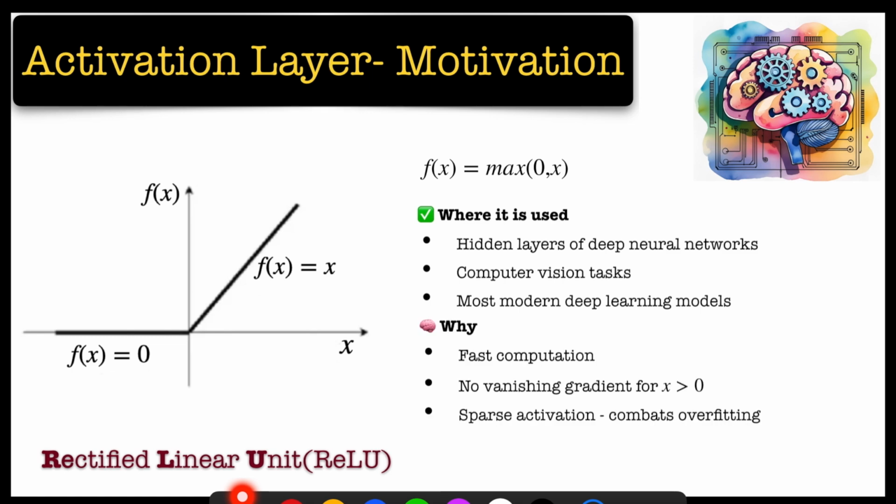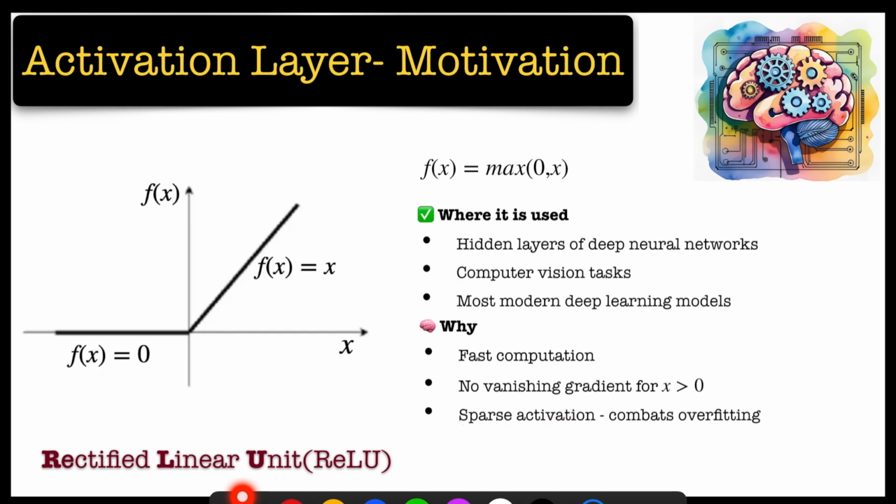Why do we use it? Fast computation. It's just a max of 0 and x, right? So this is a very fast computation. No vanishing gradient for x greater than 0. For x greater than 0, the activation function is just not changing anything, right? It's just f(x) equals x. So we don't see vanishing gradient for x greater than 0.